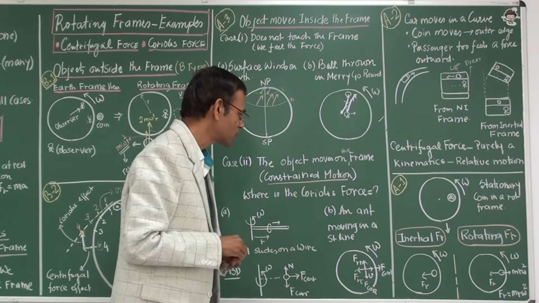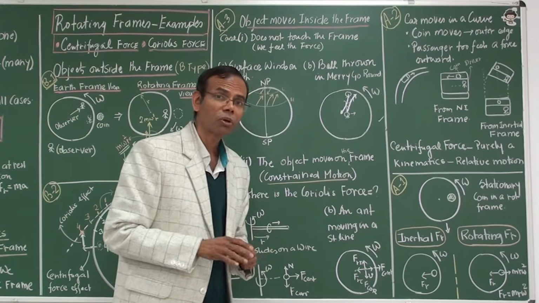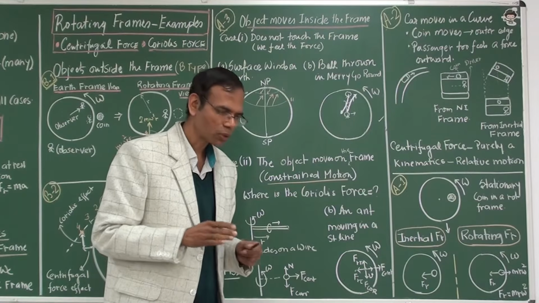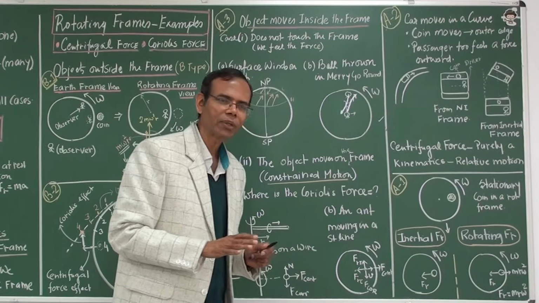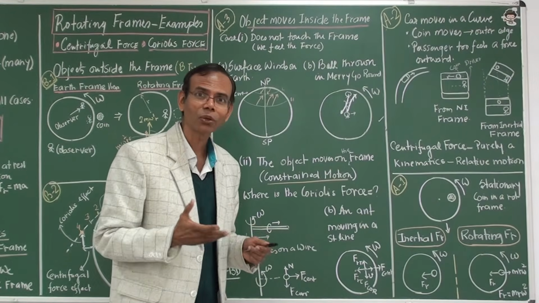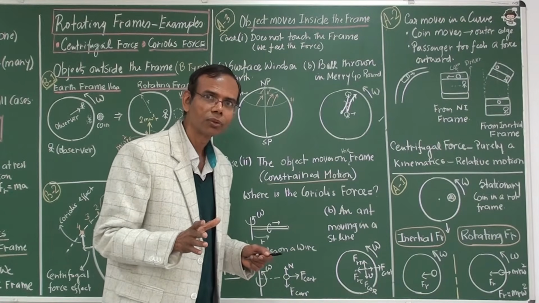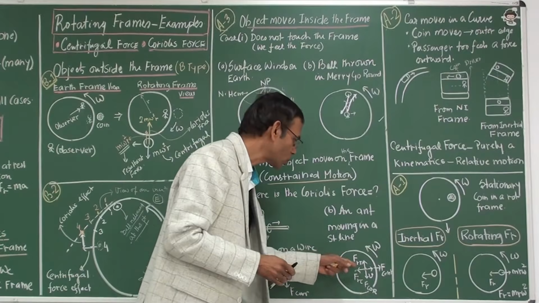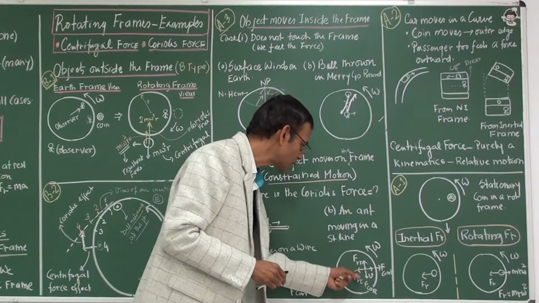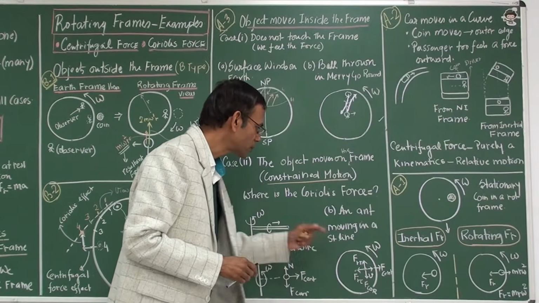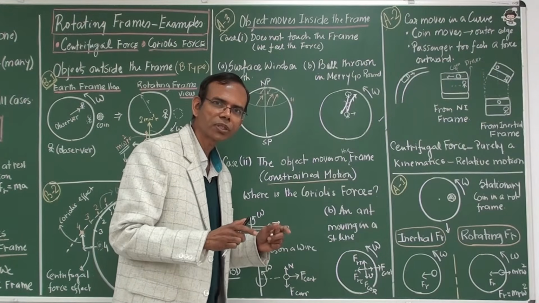Now the confusion comes: obviously there will be a centrifugal force, but where is the Coriolis force? Because if the ant has a velocity with respect to the frame, then it must have a Coriolis force. So where is the Coriolis force? Can you think about it? Though I have drawn it before, because the space is very little, can you understand the Coriolis force here?